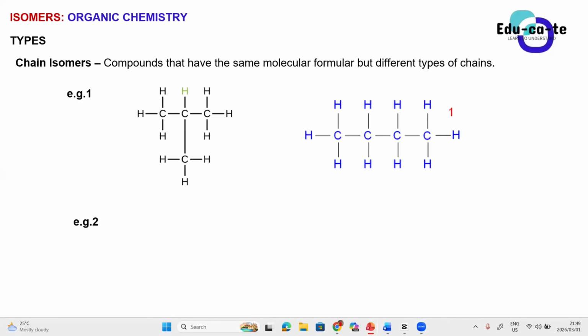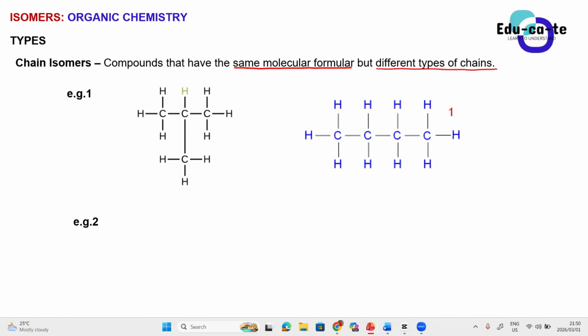So we're going to start with chain isomers. Chain isomers are compounds that have the same molecular formula. Remember guys, for it to be an isomer in the first place, they must have the same molecular formula. But how are the structures different? They have the same number of carbons, hydrogens, oxygens, or whatever else is in the compound, but the types of chains that they have are different.